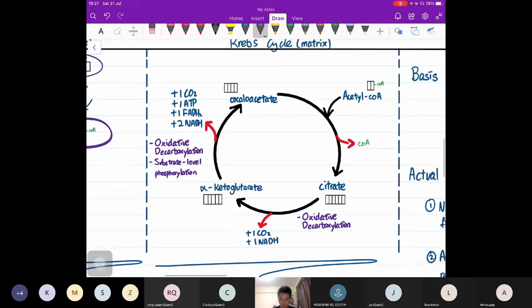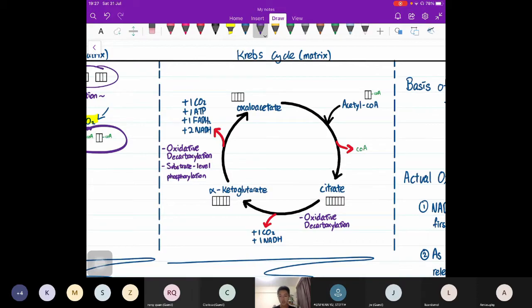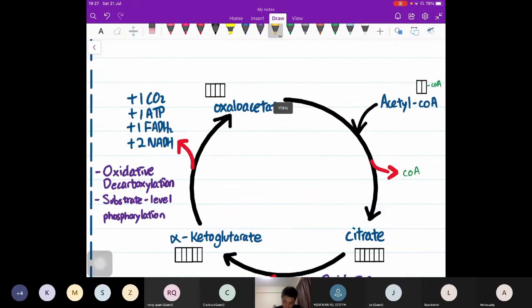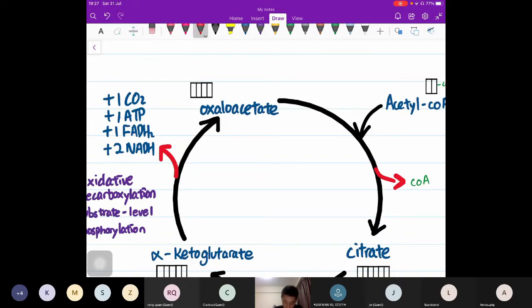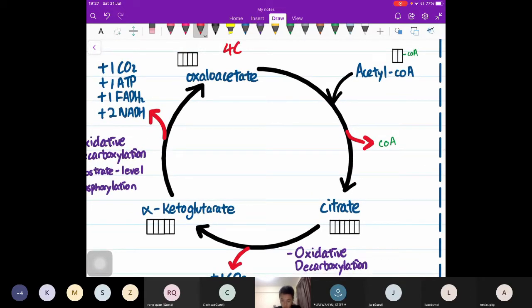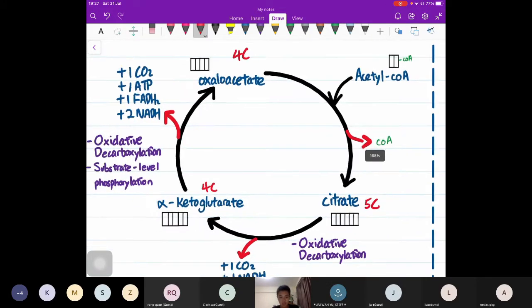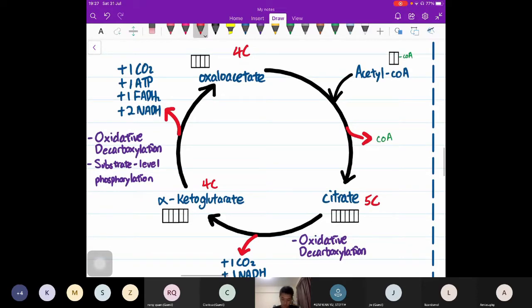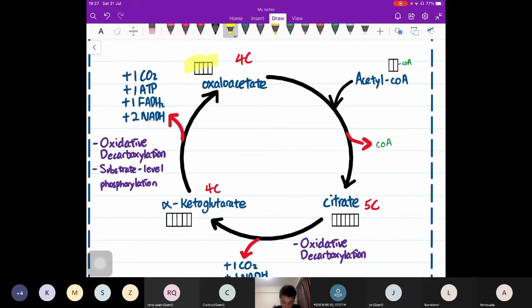Next is your Krebs cycle. This is where there's contention, but not really contention. There's a difference in content across schools. Okay, let me write this down. Oxaloacetate is referred to as a 4-carbon compound in some people's syllabus. Citrate is referred to as a 5-carbon compound or 5-carbon intermediate. Alpha ketoglutarate is referred to as a 4-carbon compound or 4-carbon intermediate. Again, these are represented by the boxes beside their names.